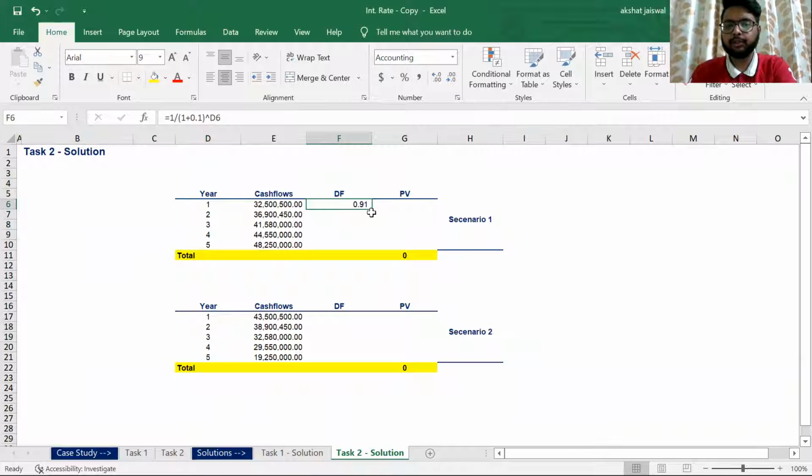Now if you want to make it 2 digits after the point, it's okay, or if you want to make it 3 digits also, it is fine. I suggest you make it 3 digits, that is 0.909, and then it is followed for the same.